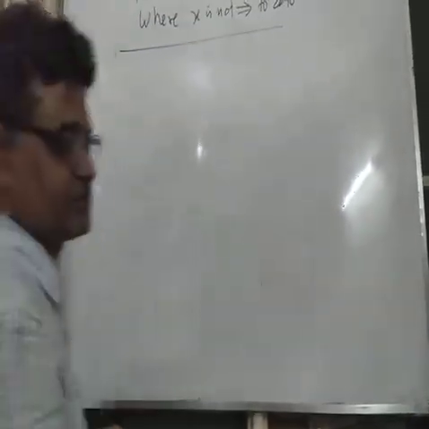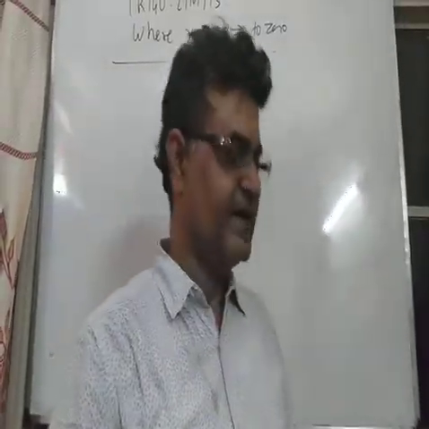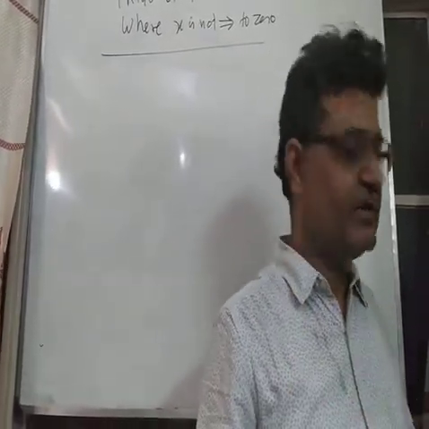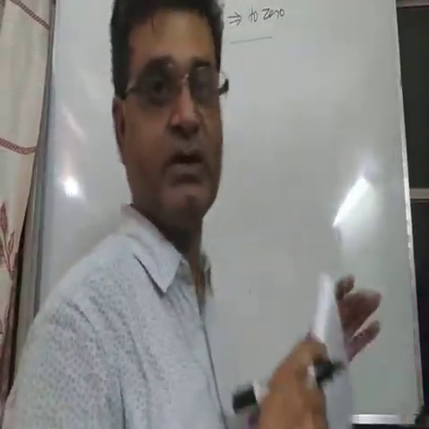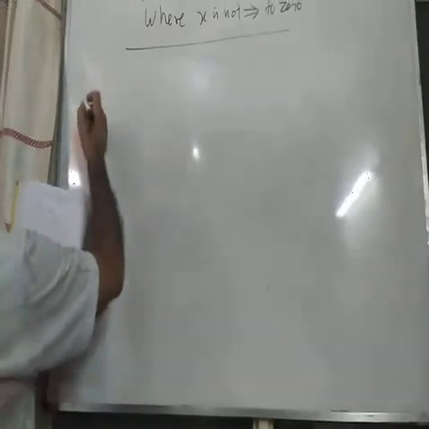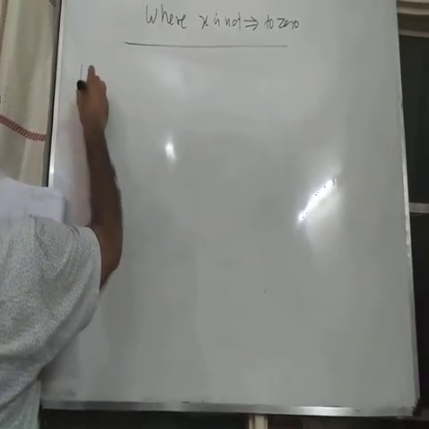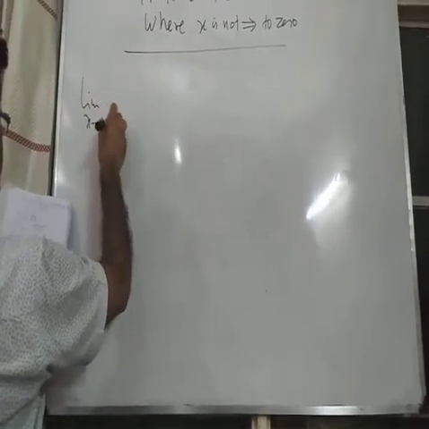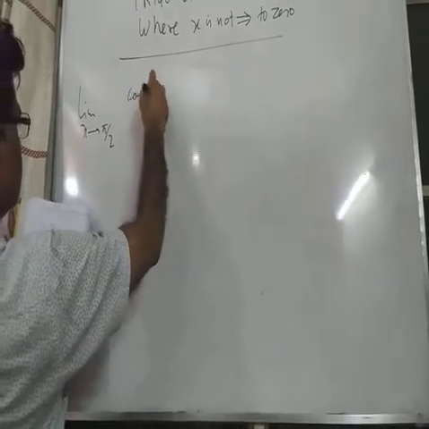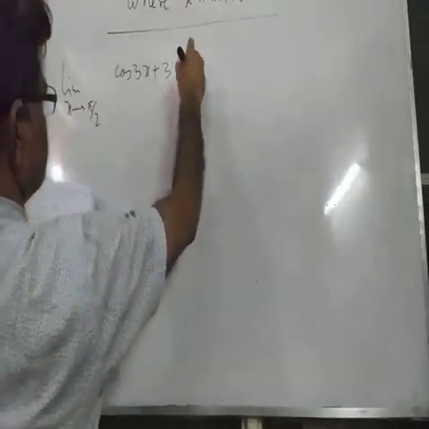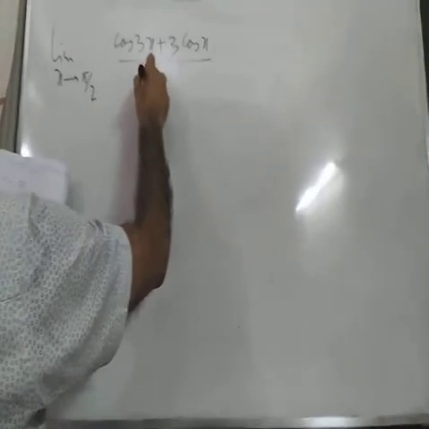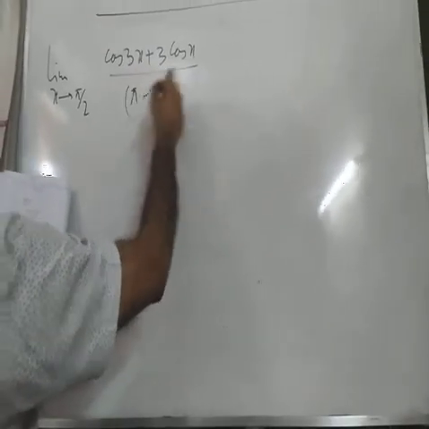Now we are moving to the next question. We have selected questions so that all your concepts become clear. So please watch the video till the end. So we are taking the second question. Limit x tends to pi by 2, (cos 3x plus 3 cos x) upon (pi minus 2x) whole cube.